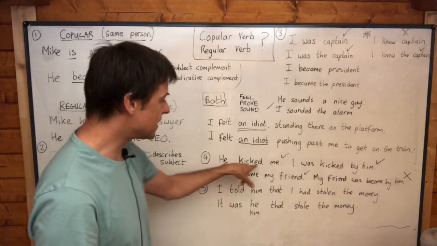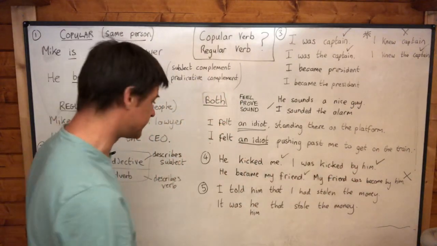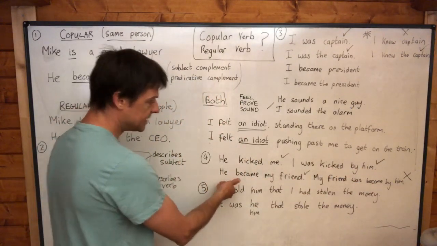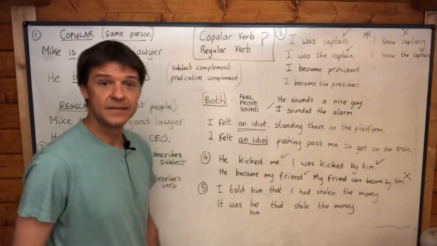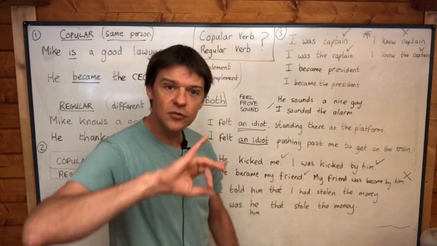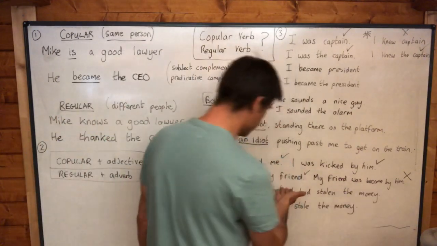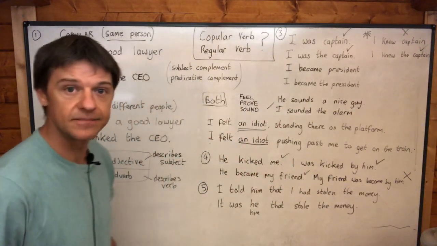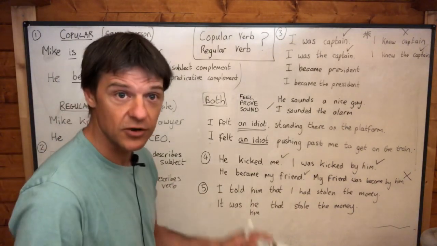Have a look at this. He kicked me, I was kicked by him. Regular verbs you can put into passive. Now let's try it with a copular verb. He became my friend, was become by him. Now I'm sure all of you realise that one's definitely not right. So we can't put these copular verbs into passive when we've got a noun phrase as the subject complement. It's just not possible.